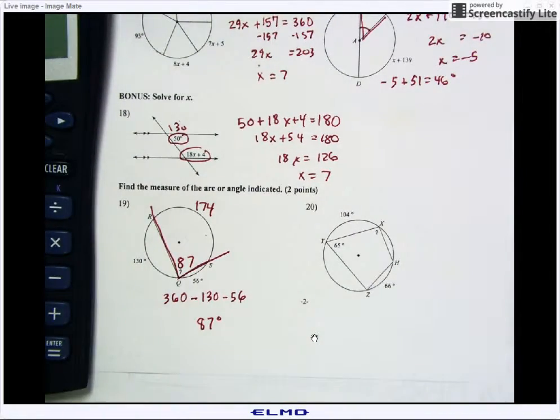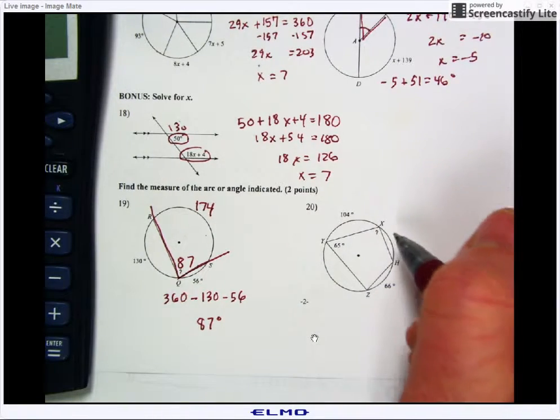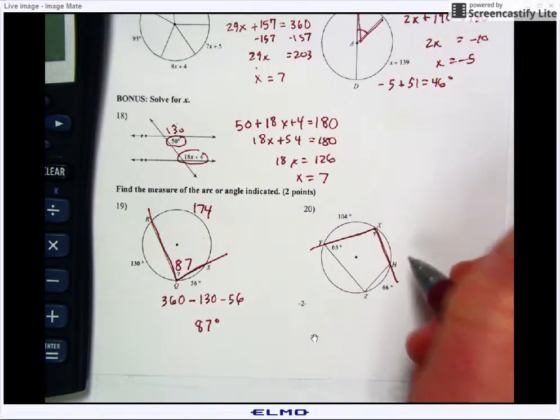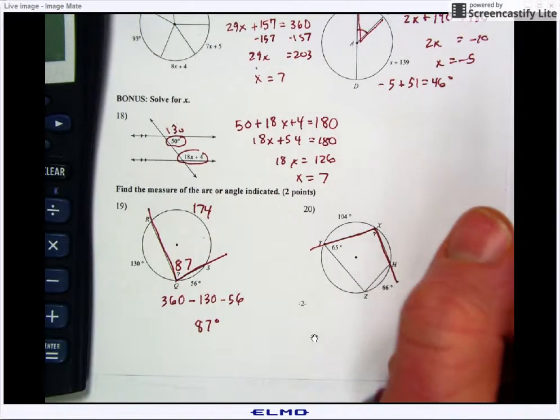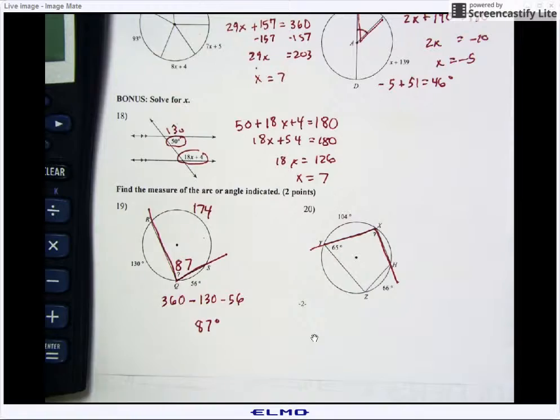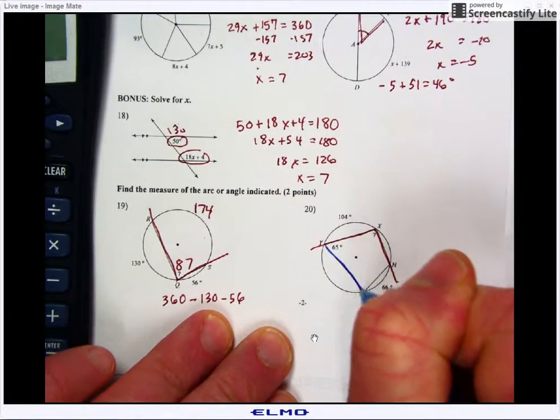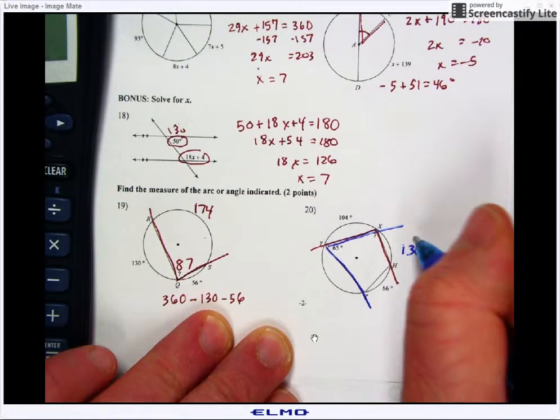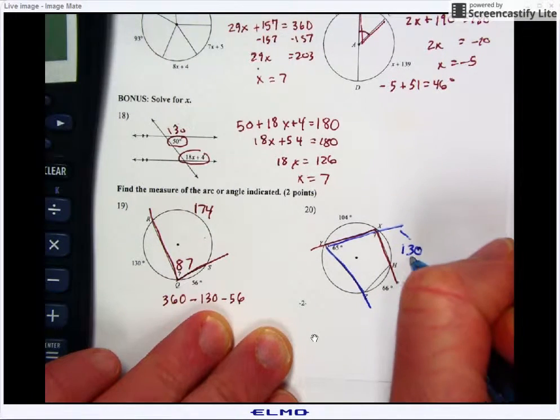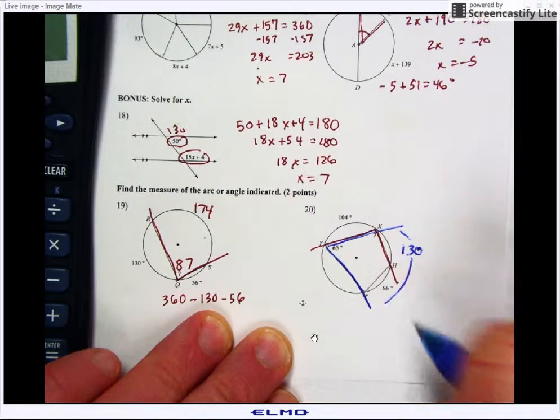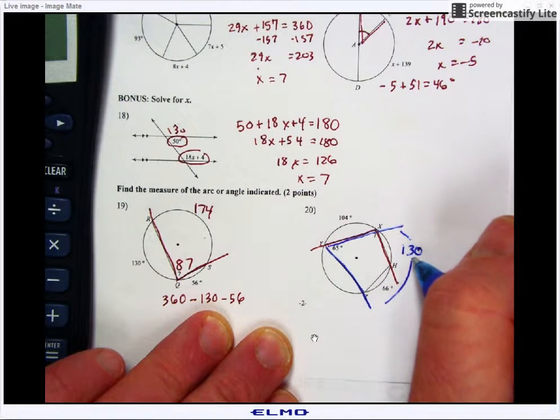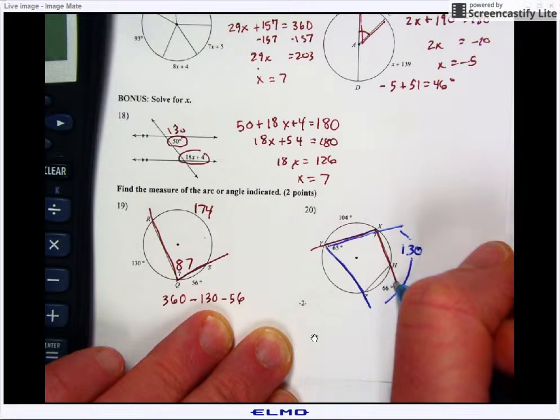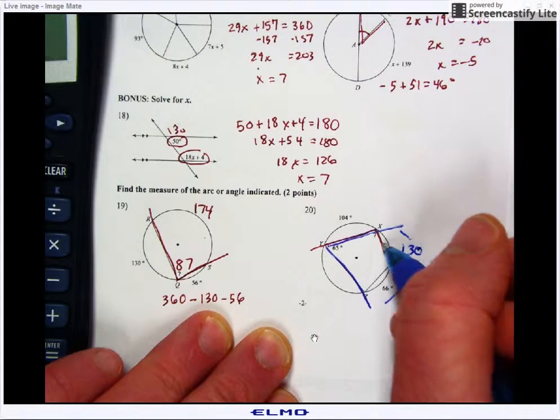This one has a few more markings on it. Again, extend what you know. We're trying to find this. So we know everything adds up to 360. We can use the 65. So if we extend the 65, we know that arc is 130 because it's double. And we need to know the distance from here to here because half of that would be our answer.